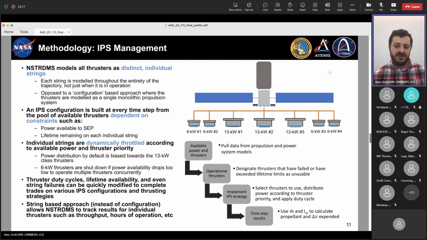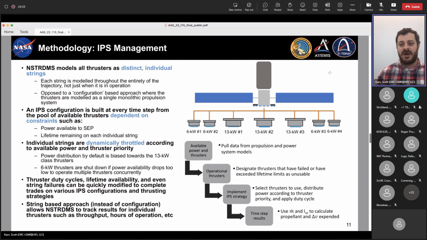We take that user-defined thruster priority, where we're trying to maximize power to our 13 kilowatt strings, and we use that to dynamically throttle all of the thrusters throughout the mission profile. So as we march through different time steps in the trajectory, NSTRDMS is actually calculating the power off of the arrays, then distributing that power accordingly to thruster strings in accordance with our thruster priority, and then tracking the performance of each individual string so that at the end, we can pull off throughputs, operating hours, delta V expended for each individual string. So this is actually a really critical step.